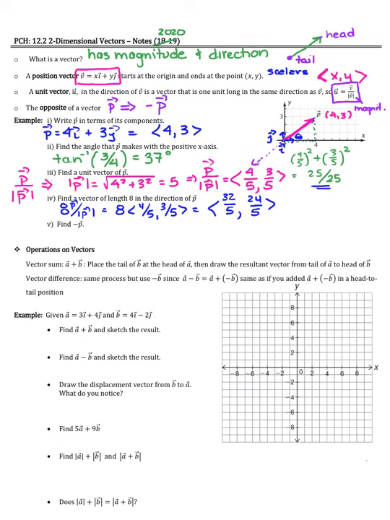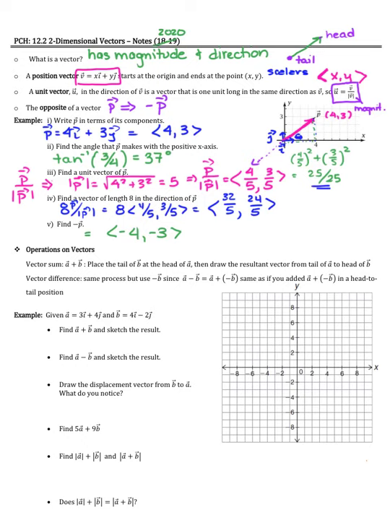Then lastly here we have find the opposite of P. So this one's really hard, guys. Just multiply by a -1. There we go. All right. So there's the basics of a vector for us for right now.